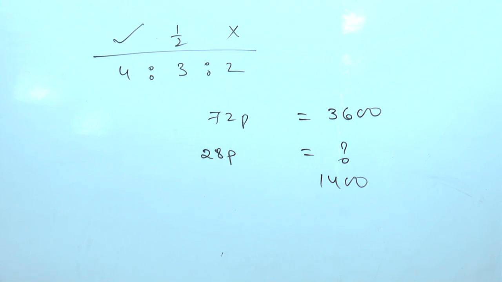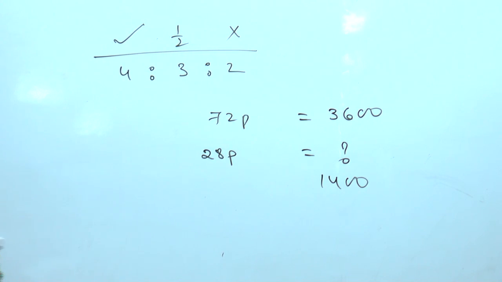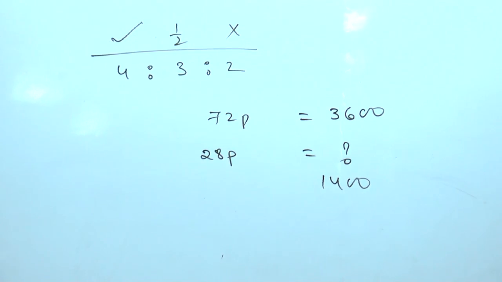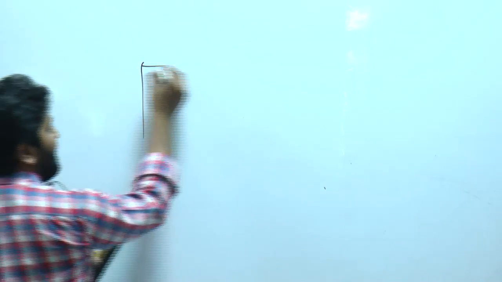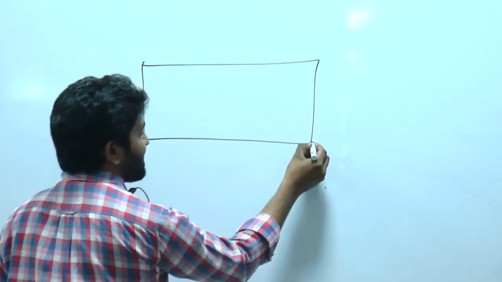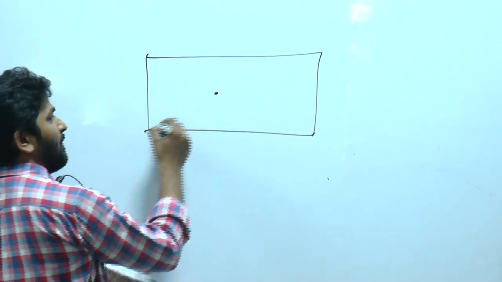Okay, done? Next. 4 friends start from 4 corners of an imaginary rectangle. They meet at a point which falls inside the rectangle after traveling distances 40, 50, 60 meters. The maximum distance the fourth could have traveled is approximately. Maximum distance. So this is a rectangle, let's say, and 4 persons started from 4 corners, and they are going to meet at this particular place.